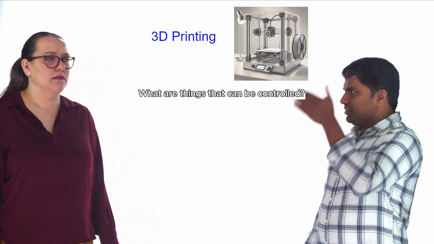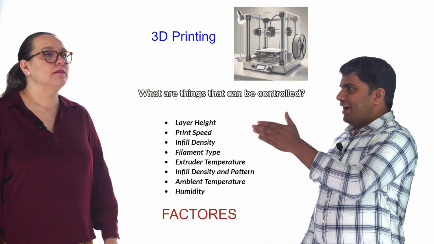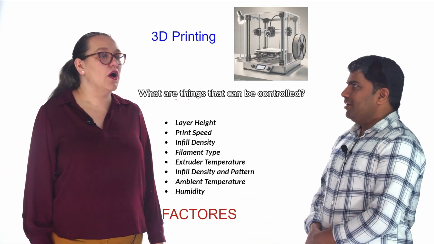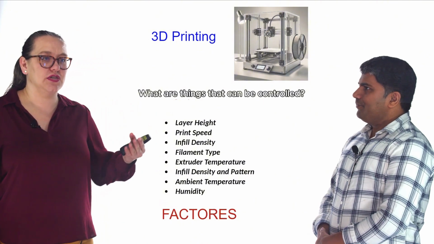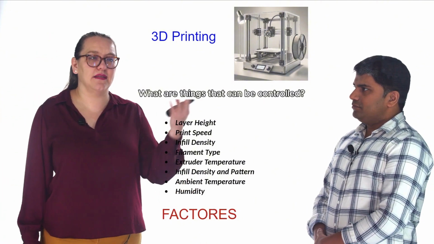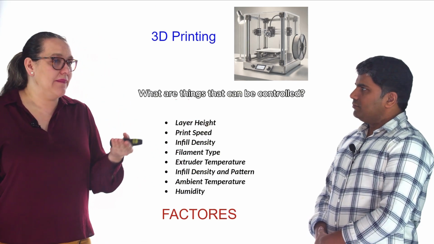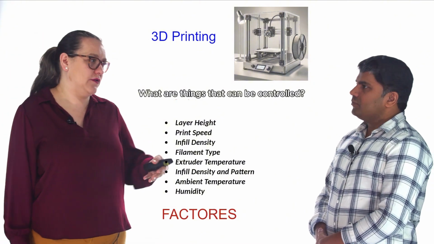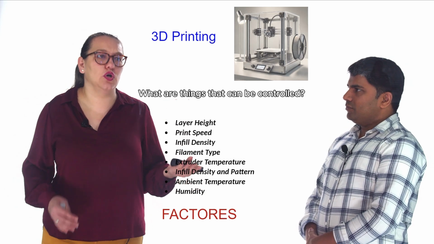He gave me a list of things that we can control, like layer height and print speed. Okay, excellent. So these are some of the settings of the machine, and I also see ambient temperature and humidity, which are more like other factors. In design of experiments, we call all the variables that you have, and the ones that you can control, factors.